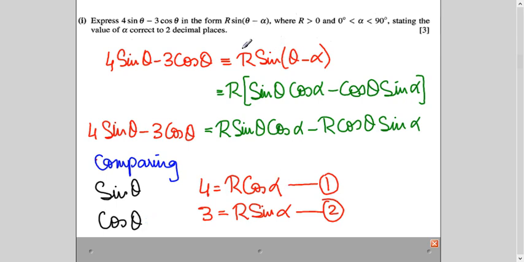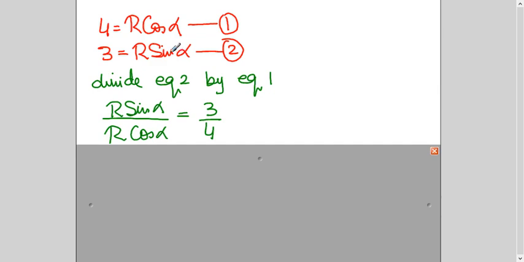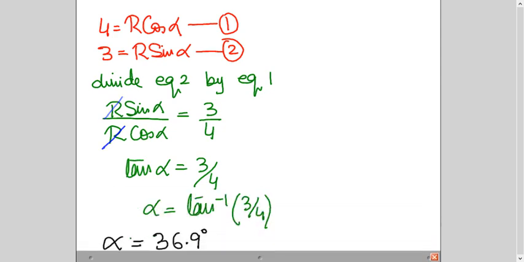The whole thing here is that we are trying to find r and alpha. There are two ways to find r, and I'm explaining both. We opened this form by the compound angle formula and got two equations. Now if I divide equation 2, which has sine alpha, by equation 1, I get 3 divided by 4. Why am I doing so? Because sine over cos becomes tan and r will cancel out. So I have tan alpha equals 3 upon 4, and I find the basic angle, which is 36.9. So I found the value of alpha.